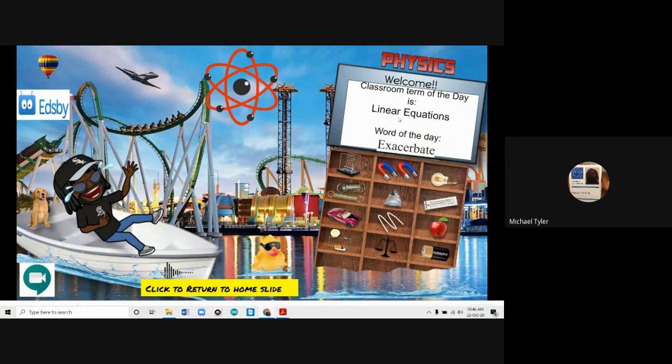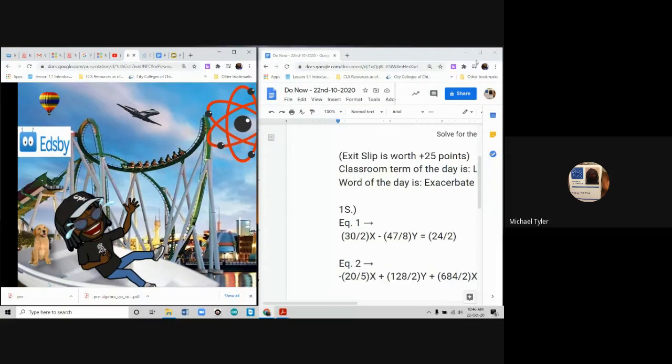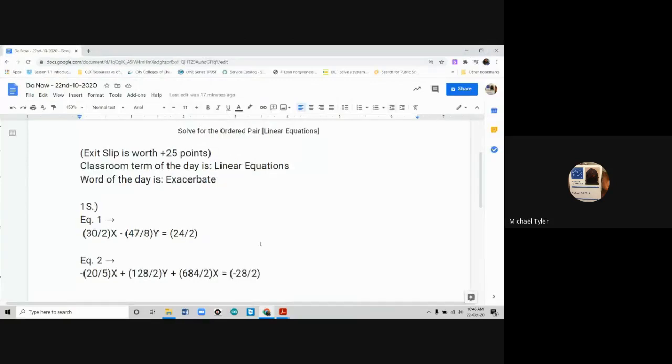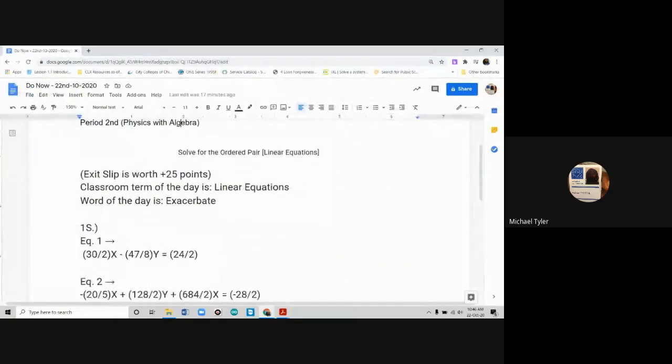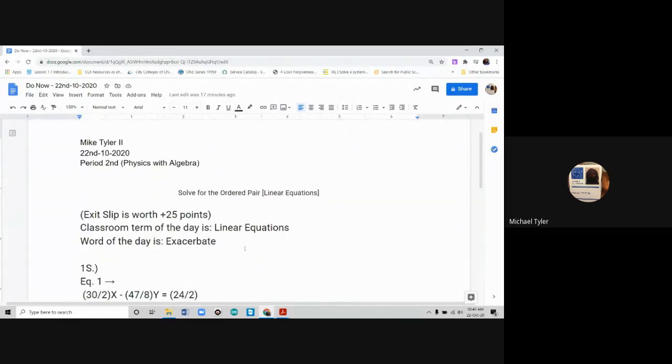Classroom term of the day is linear equations. Word of the day is exacerbate. So you need both of those in definition form, and you should be used to the format by now of how we do it. If you're not, let's go back to the Google Doc real quick. Inside of it, you have pretty much this setup, right? The exit slip is worth 25 points. It helps towards previous scores. The title, we already discussed, is here.